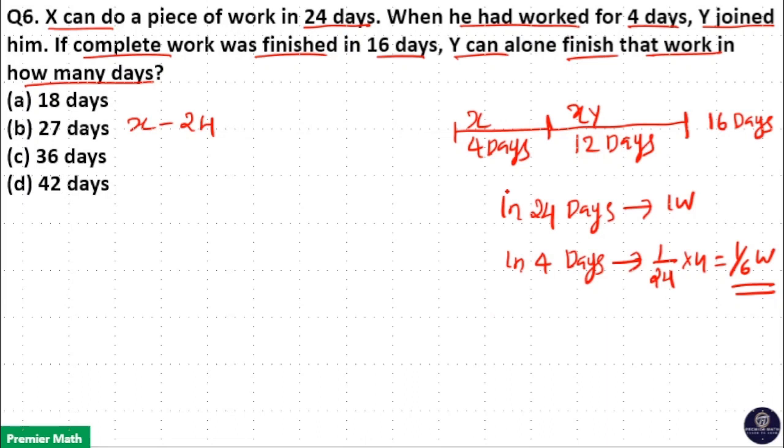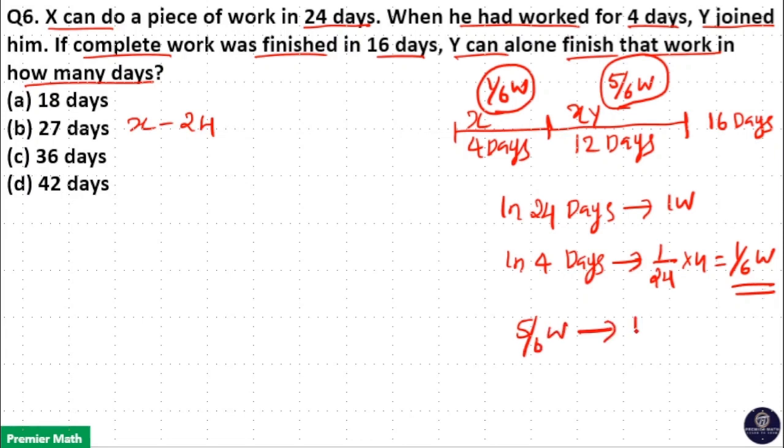alone. Now, if 1 by 6 work is completed by X in 4 days means the remaining is 1 minus 1 by 6, which is equal to 5 by 6 work. So 5 by 6 work is completed by X and Y in 12 days means one work is completed by X and Y in how much days? 12 into 6 by 5 days, which is equal to 72 by 5 days.